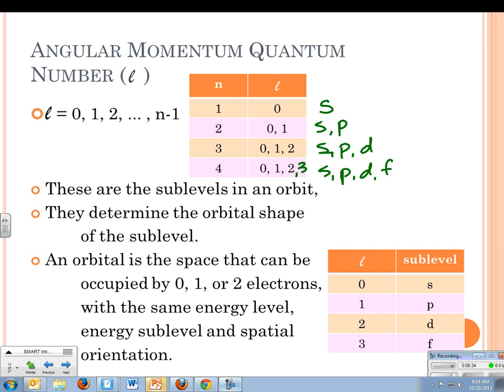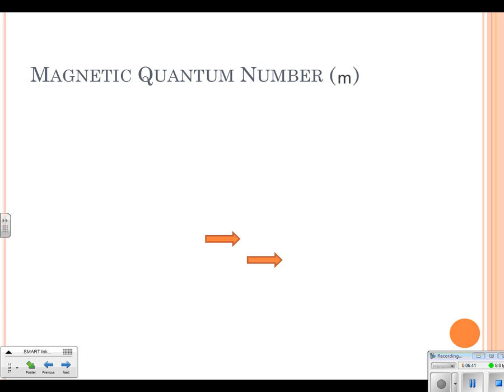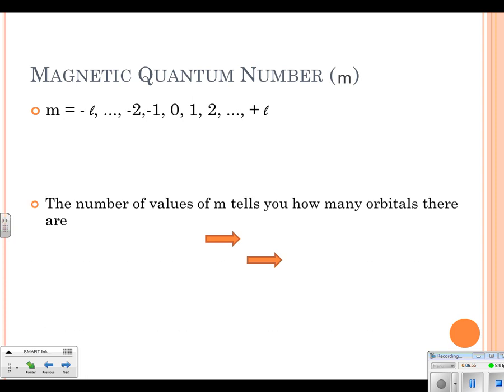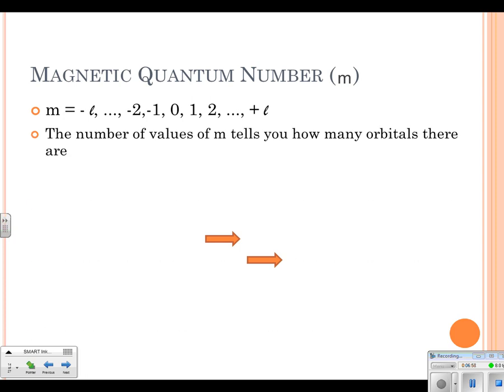So what are these sublevels? We'll come back to them in a second. The third quantum number is the magnetic quantum number, and we use a lowercase m to describe this. m is going to range from negative L all the way up to positive L, going through 0. The actual number doesn't mean anything to us. What matters is how many m values there are. The number of m values tells you how many orbitals there are.